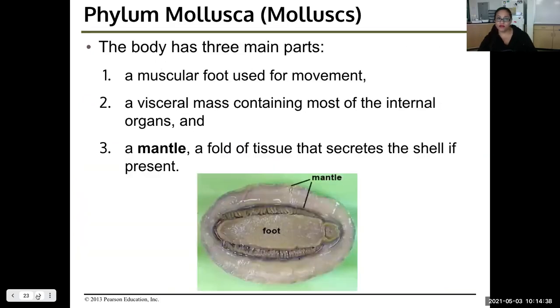The body has three main parts: the muscular foot that they use to move around, just like our feet, a visceral mass containing most of the internal organs, and a mantle, a fold of tissue that secretes the shell if the shell is present. Most mollusks have a shell. There are some that do not.